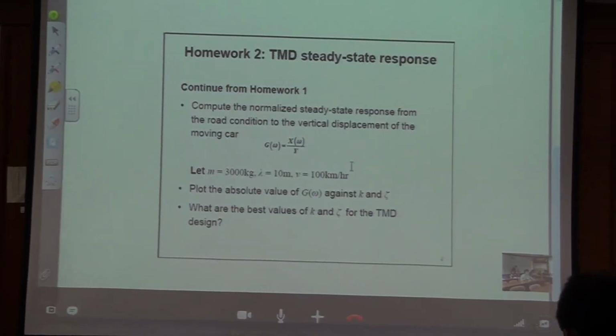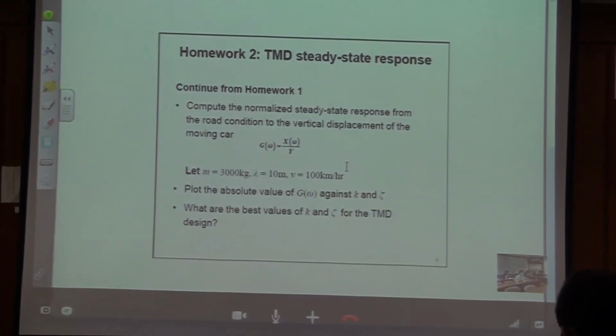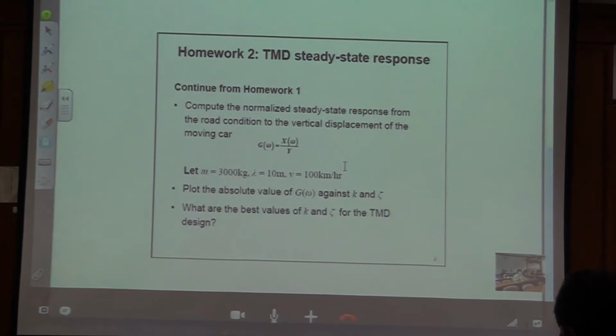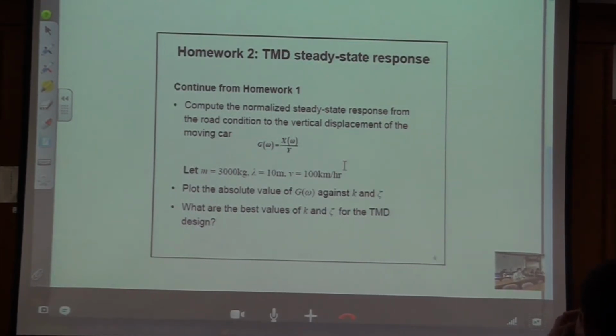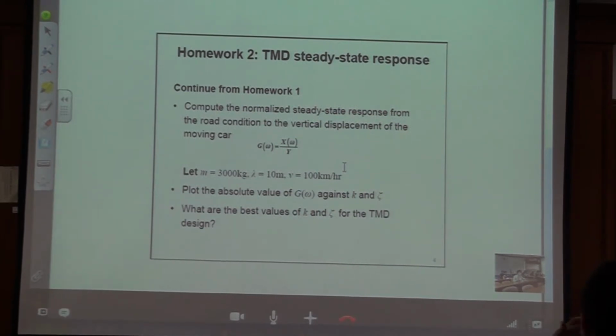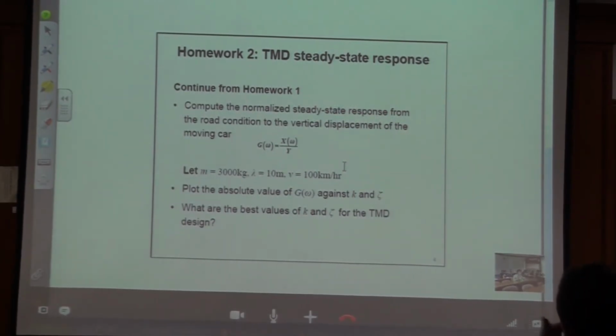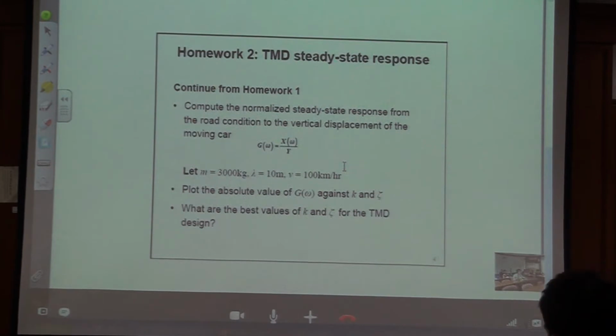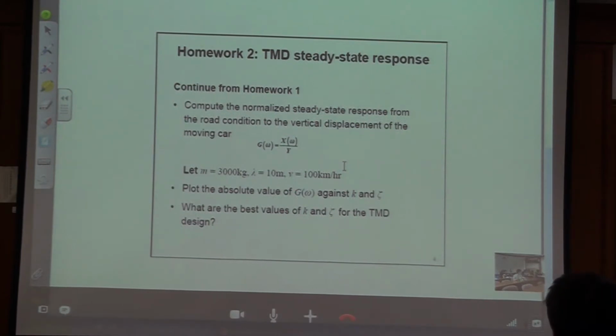What you have to do, and there are some techniques in that chapter you can use for this homework. And if you look at this, the last question I'm asking is, what are the best values K and Zeta?